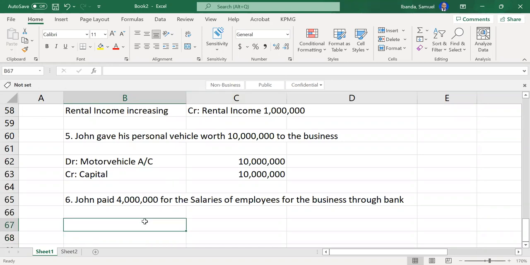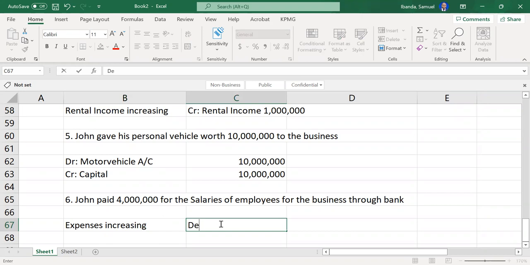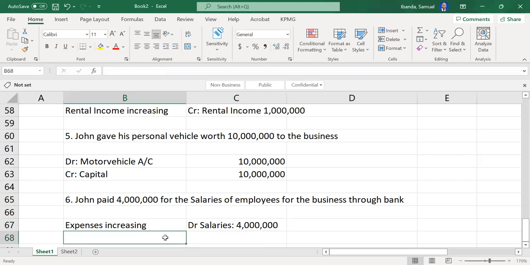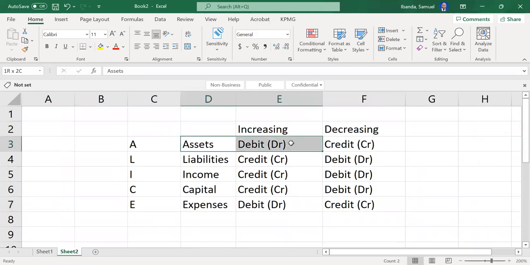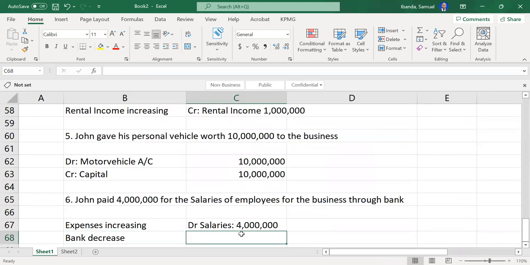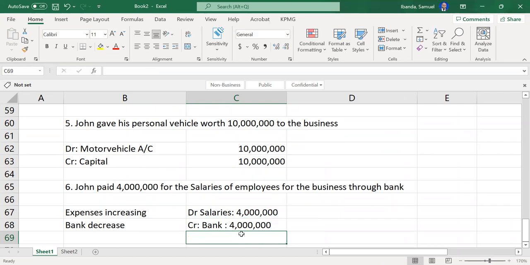Now, expenses are increasing, which means that in this case, we shall debit our salaries with 4 million. And then we are saying that the bank balance will reduce, which means it will decrease. And since bank is an asset, whenever it is reducing, we shall credit it. So I'll come here and credit my bank with 4 million, as simple as that.